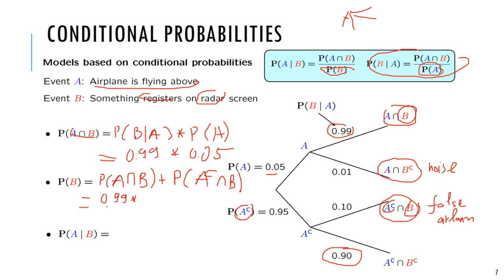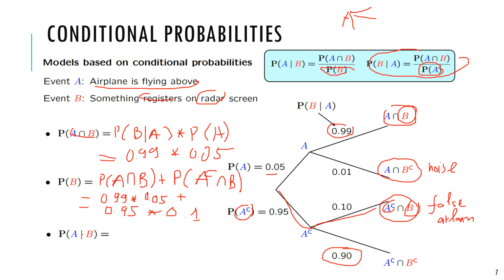Here we have 0.99 multiplied by 0.05, plus the same for the complement: 0.95 multiplied by 0.1. So this is the probability of B.